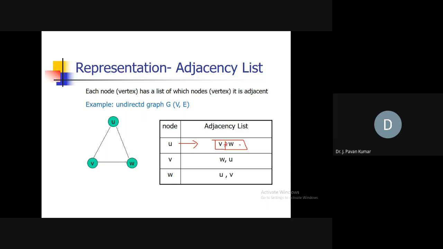Like this we will have a list. Similarly, V will contain a list where W's next is U. Like this we will have a list. Here also a list, it will point to the list. This is called an adjacency list.